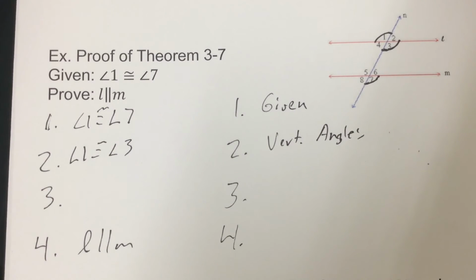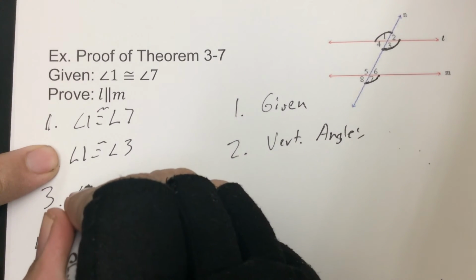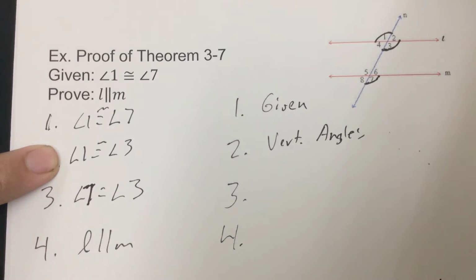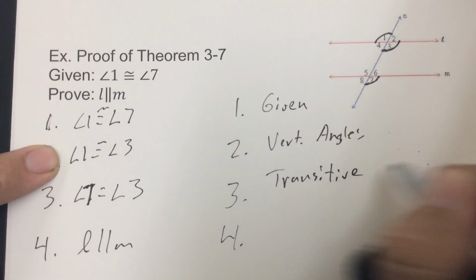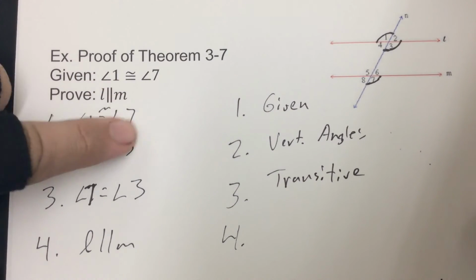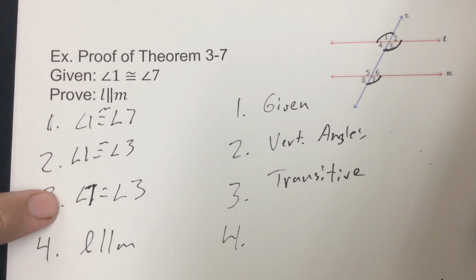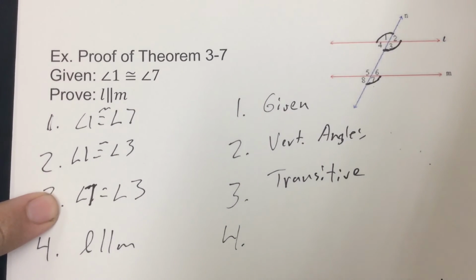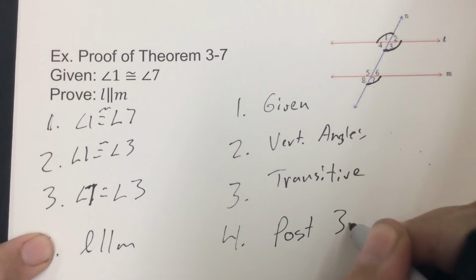Either way works there. But what that's going to lead to is we have 1 congruent to 7 and 1 congruent to 3. So angle 7 is congruent to angle 3 by the transitive property. So 7's to 1, 3 to 1, so we can just make that jump and go 7 and 3 are congruent together. So we now have corresponding angles, 7 and 3, that are congruent. If we know corresponding angles are congruent, we know the lines are parallel by that postulate 3-2.